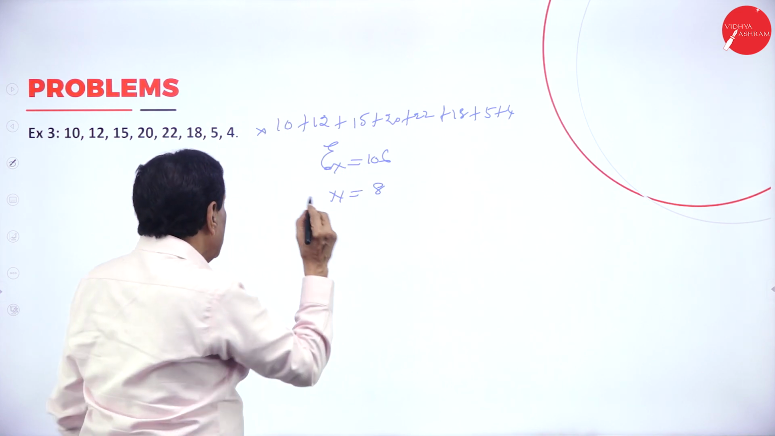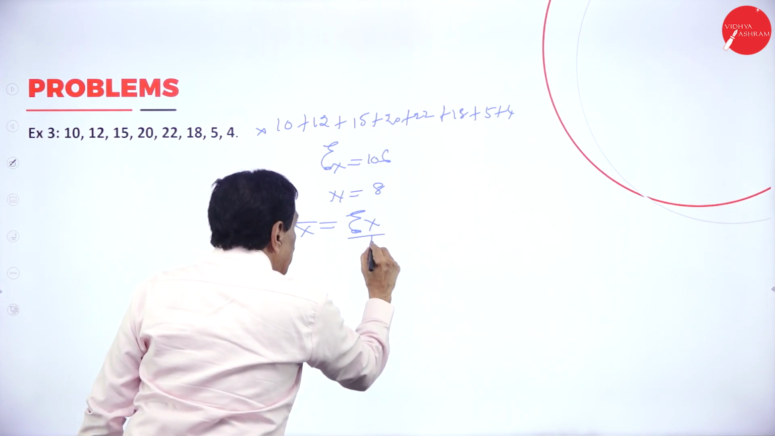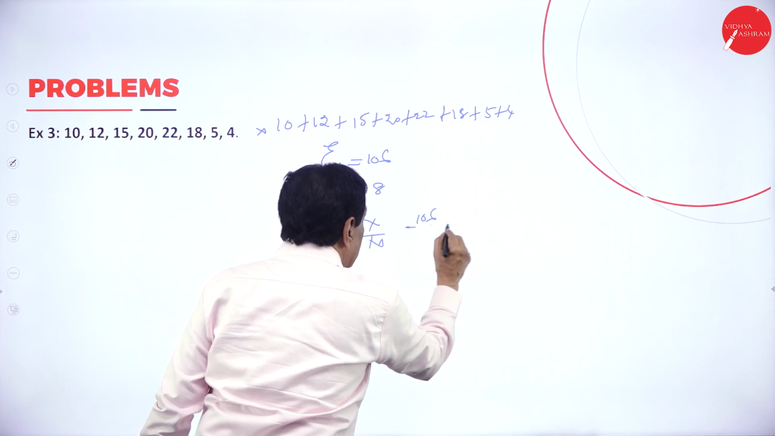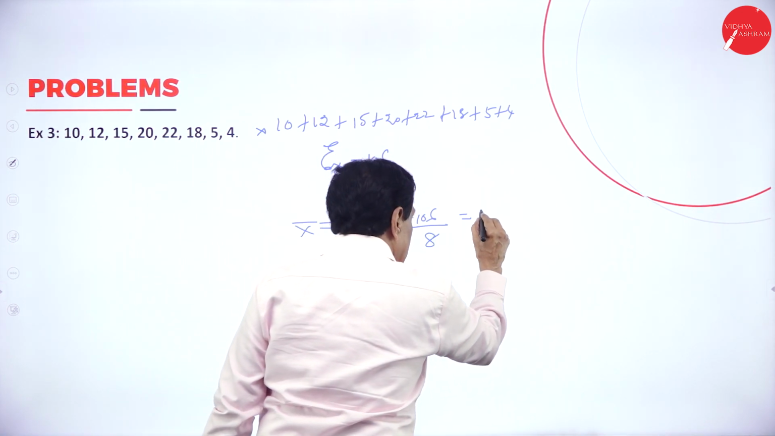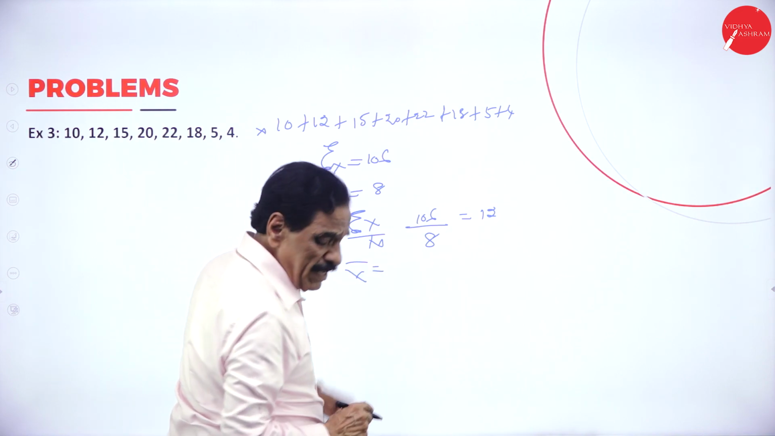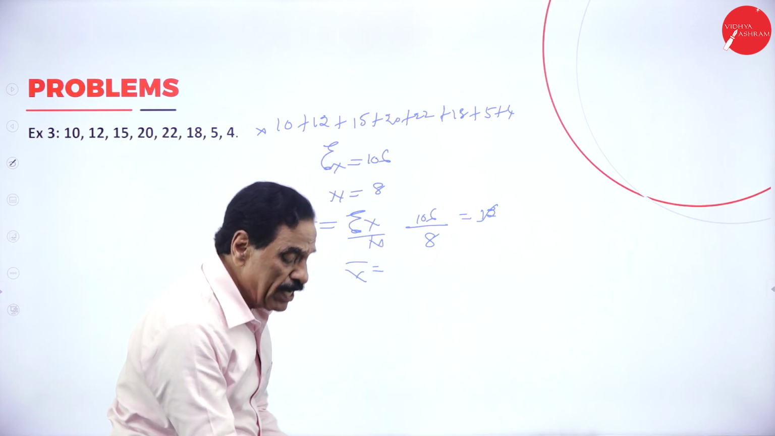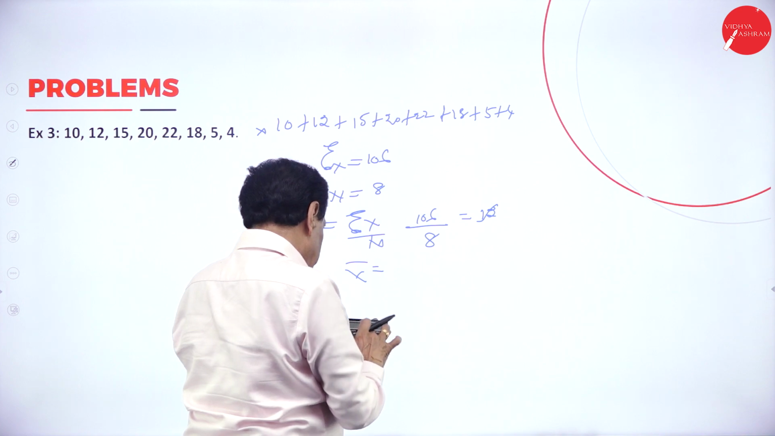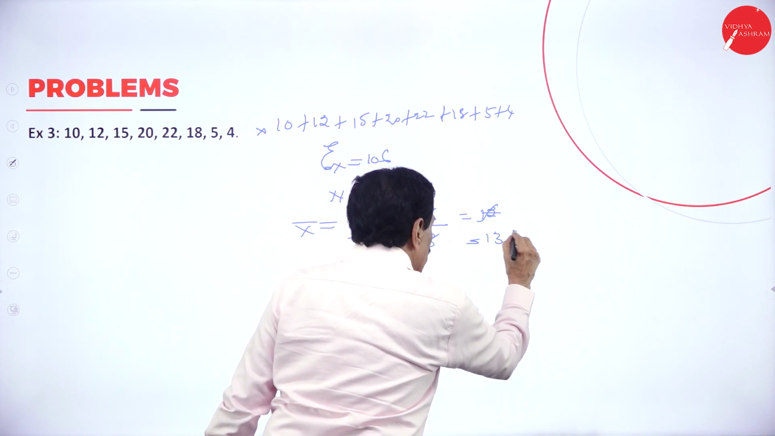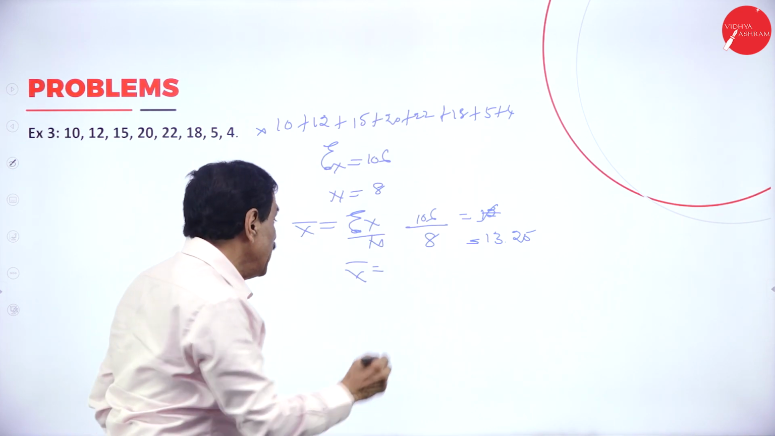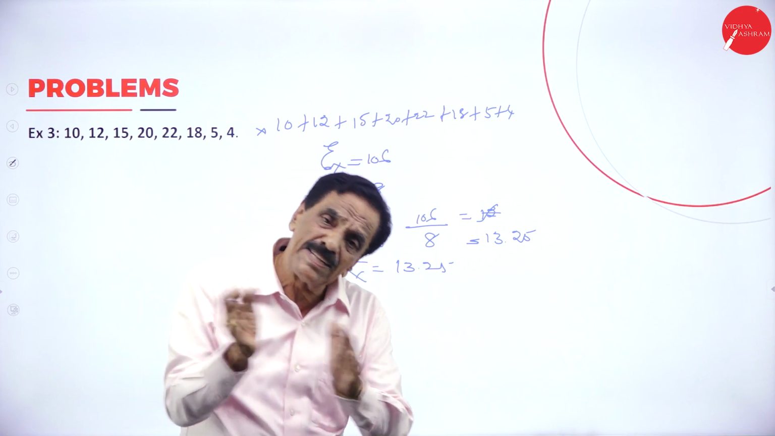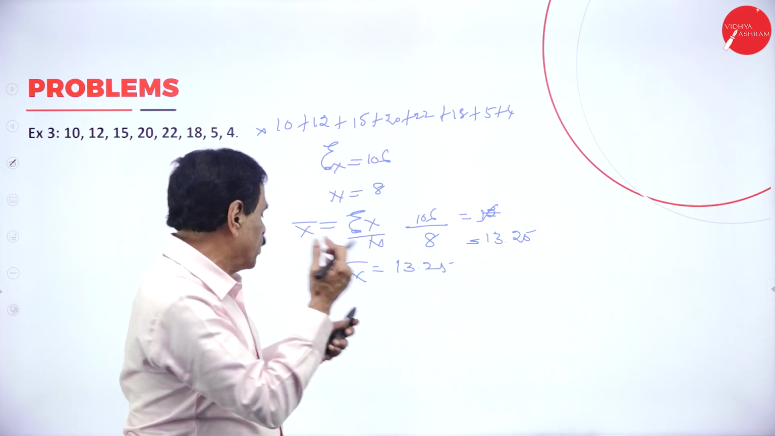So what's your formula now? Mean is equal to sigma x divided by n. What is sigma x? 106 divided by how many? 8 is there. So this is 106 divided by 8, which is equal to 13.25. If we divide, it is 13.25. So 13.25 is your mean. I think you understand. Once the individual numbers are given, add the numbers and divide by the number of terms. We'll go to the next one.